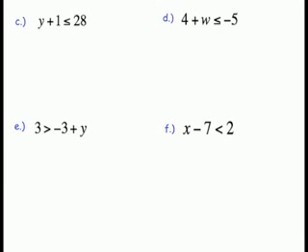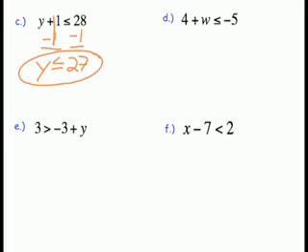For C, y plus 1 is less than or equal to 28. We must subtract 1 from both sides. We get y is less than or equal to 27. For D, 4 plus w is less than or equal to 5. Positive 4, we subtract 4 from both sides. w is less than or equal to -9.